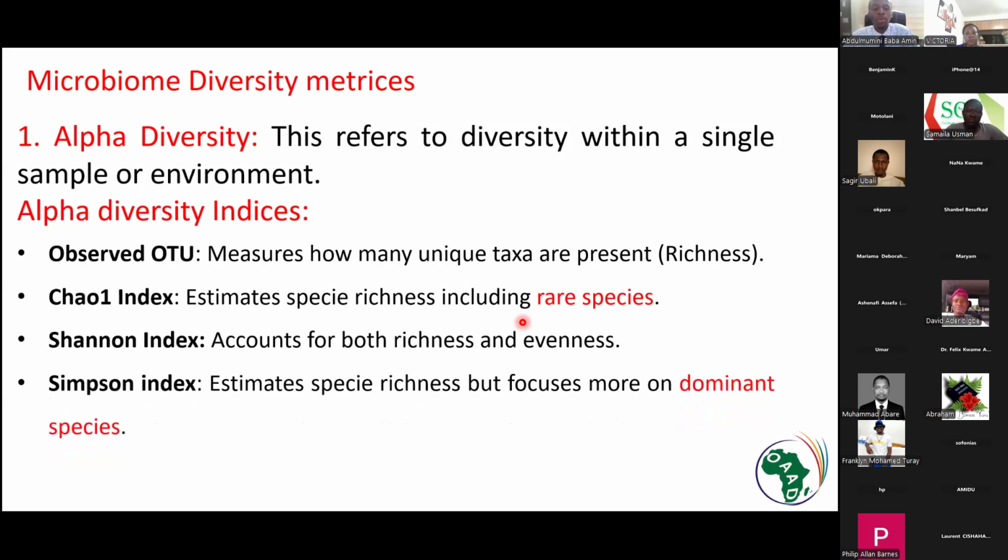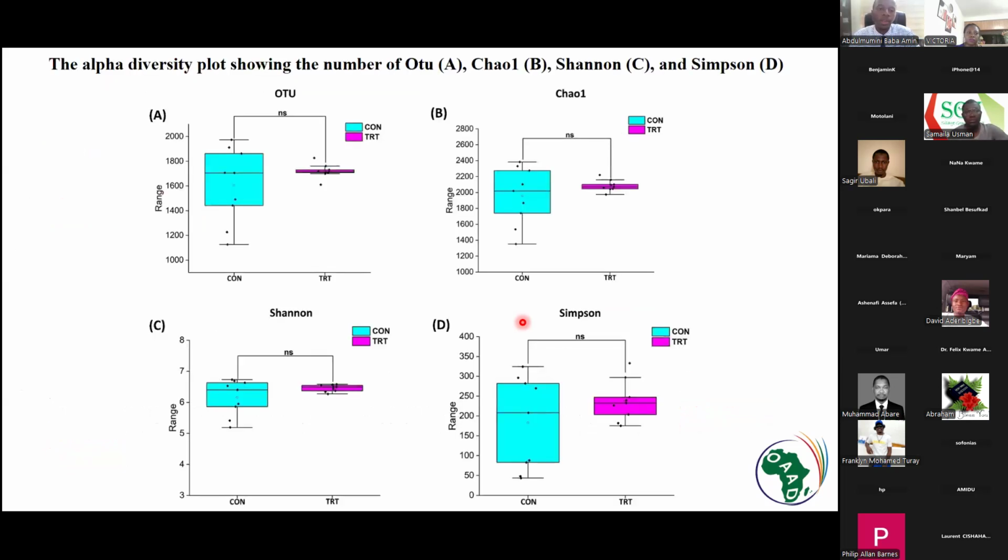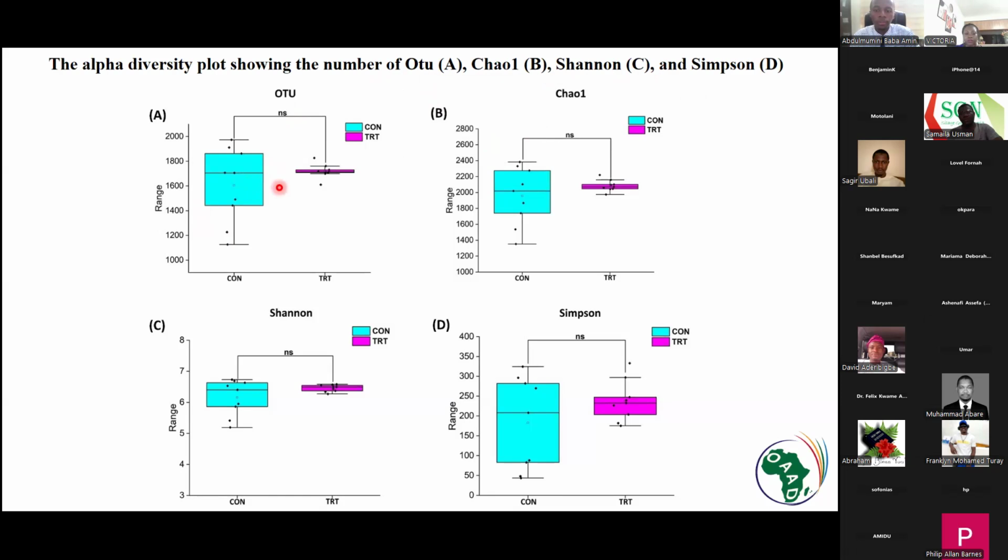While the Simpson index also estimates richness, it focuses more on dominant species that are in the rumen. So it focuses on dominant species. These are some plots from a particular study showing various alpha diversity metrics: observed OTU, Chao1, Shannon index, and the Simpson.